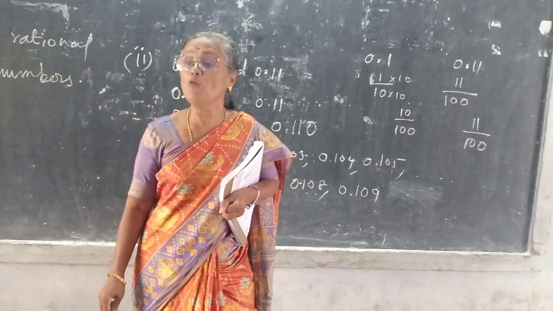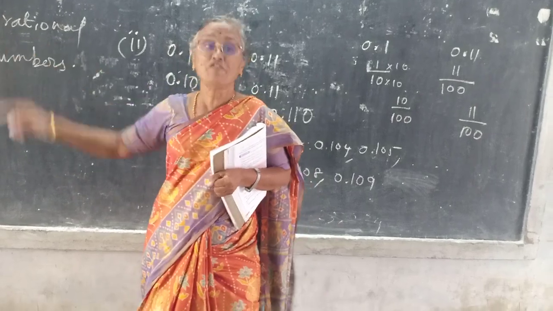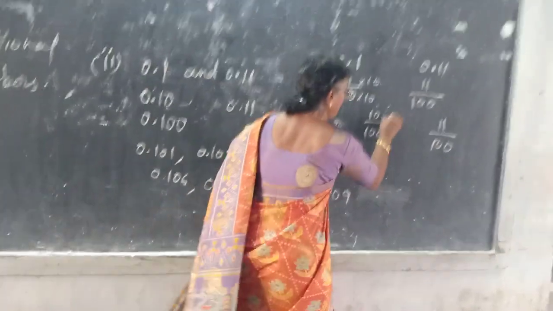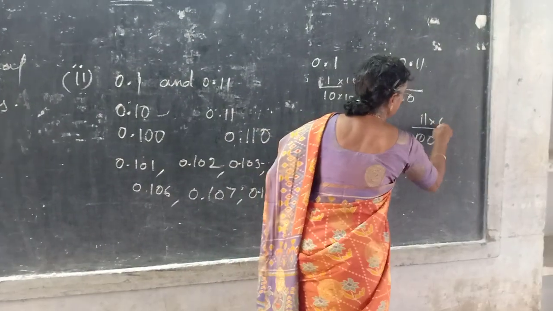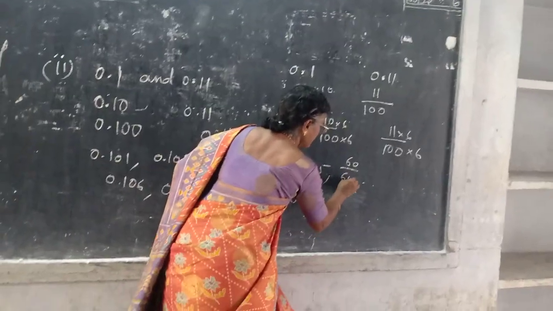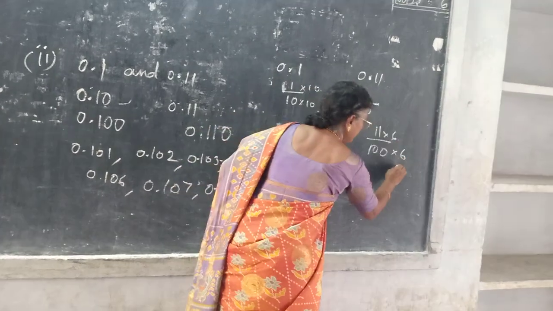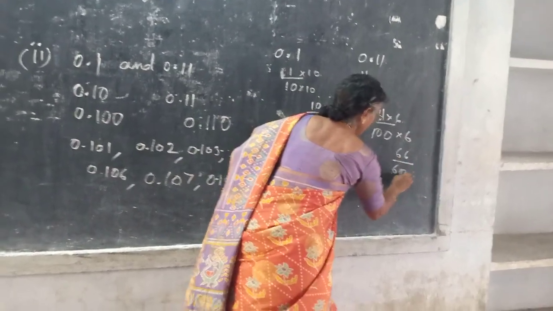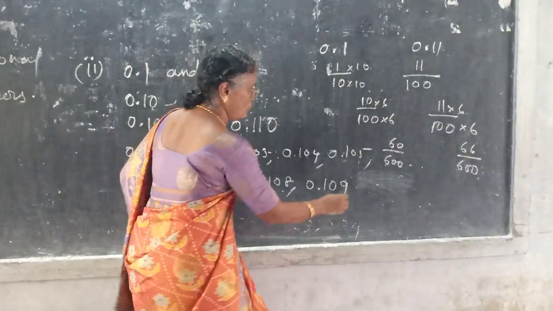How many they have asked? How many rational numbers they have asked? Five rational numbers. So it should be multiplied by 6. 60 by 600. Yeah. 60 by 600. What are the numbers? One of you tell me.